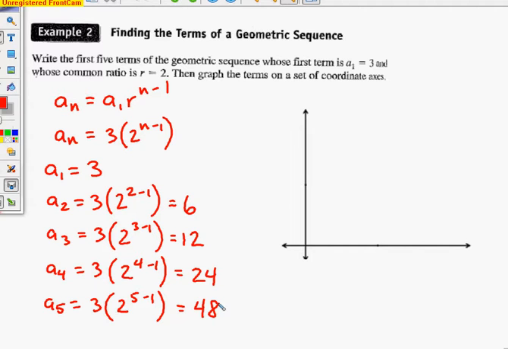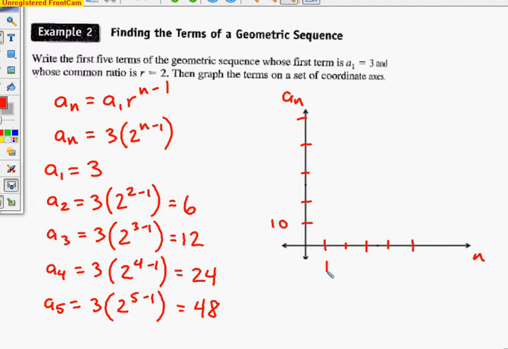And just a quick graph here. So when you graph these problems, make sure your x is your n, your y is your a sub n. So let's let the x-axis be counting by ones. Something like that, so I need 5. The y-axis, I need to get to 48, so let's count by tens. So I'm counting those by tens, and I'm counting the n's by ones.